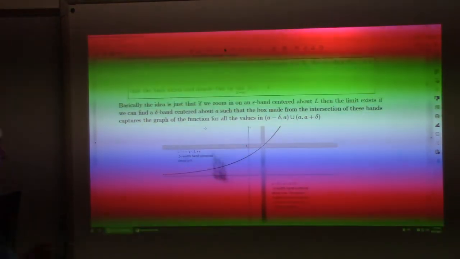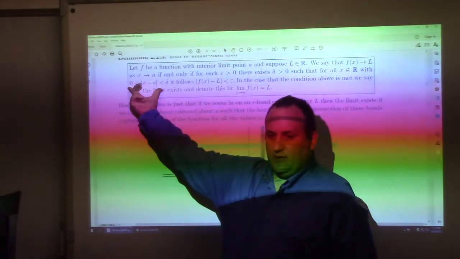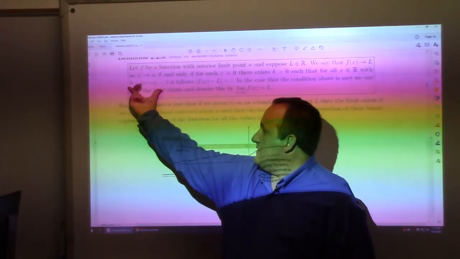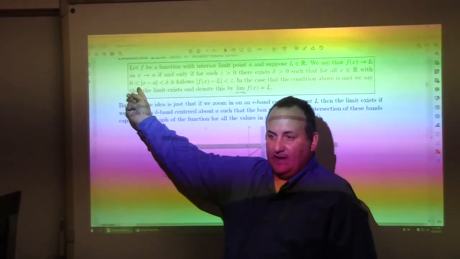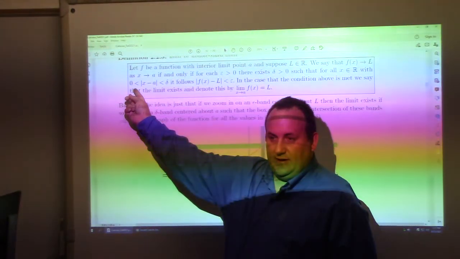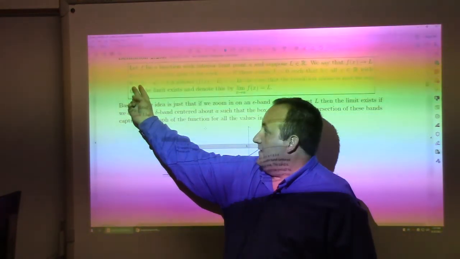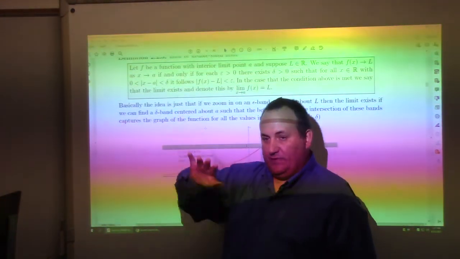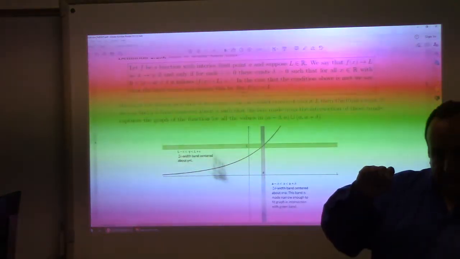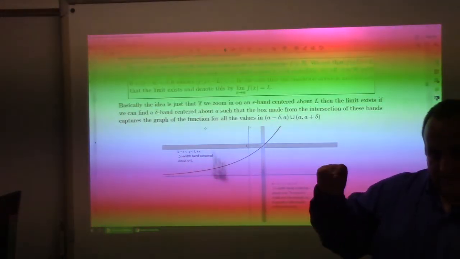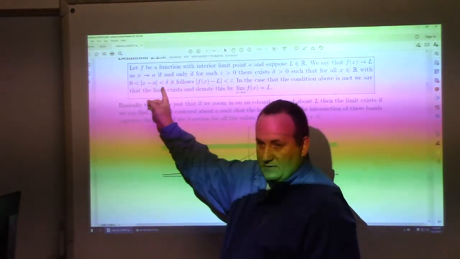What does it mean, 0 less than absolute value of x minus a less than delta? What does this inequality here say? What is the 0 less than? That means that x is not equal to a, right? X equals a gives you absolute value 0. So we don't have to consider that. That's what I was just talking about. We don't actually consider x equal to a in the limit as x approaches a. So we consider things close to it, like within delta units of it.